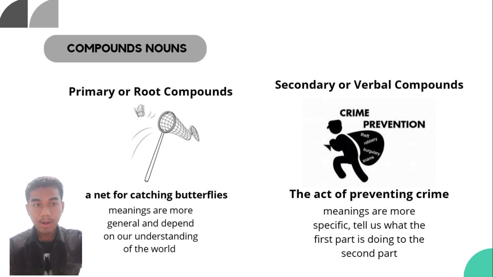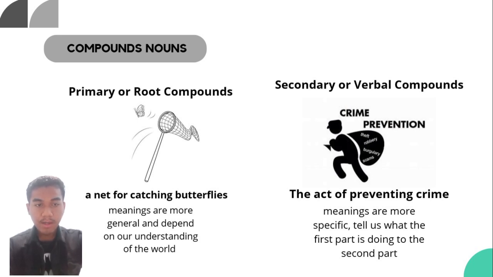The first one is primary or root compounds, where the second word is not from a verb. For instance, one, hairnet, a net for your hair. Butterfly net, a net for catching butterflies. These meanings are a bit more general and depend on our understanding of the world.